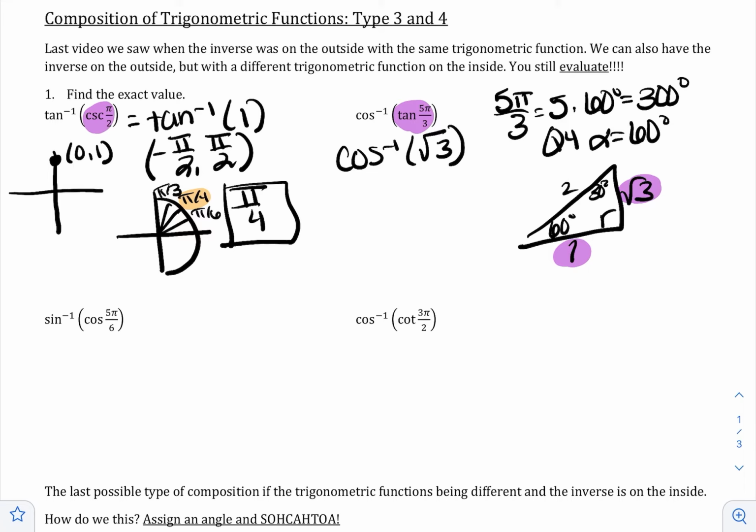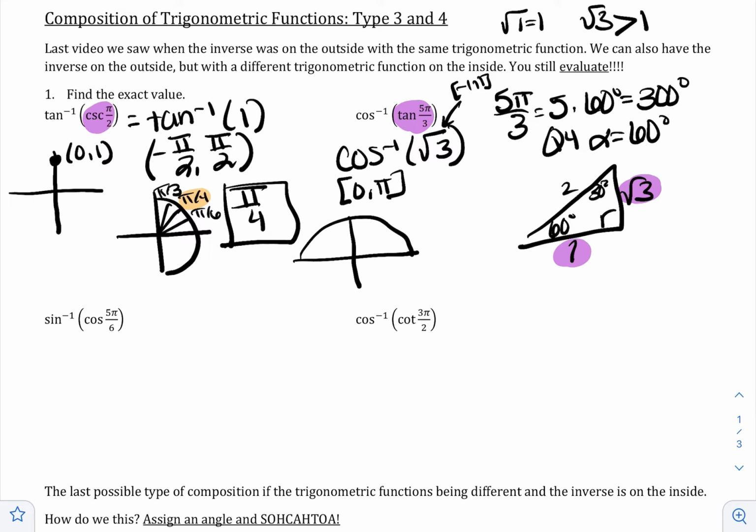Now I need to think about my restrictions because I'm 0 to pi. So that's here. It's positive. But right away, it should look a little weird, right? Because we know that we can evaluate square root of 3 over 2. But what about the square root of 3 by itself? We know that cosine inverse, the domain, has to be between negative 1 to 1. Now, the square root of 1 is 1. So the square root of 3 is definitely bigger than 1. What that means is that this is out of the domain. We can't evaluate the cosine inverse of the square root of 3, so it's undefined.